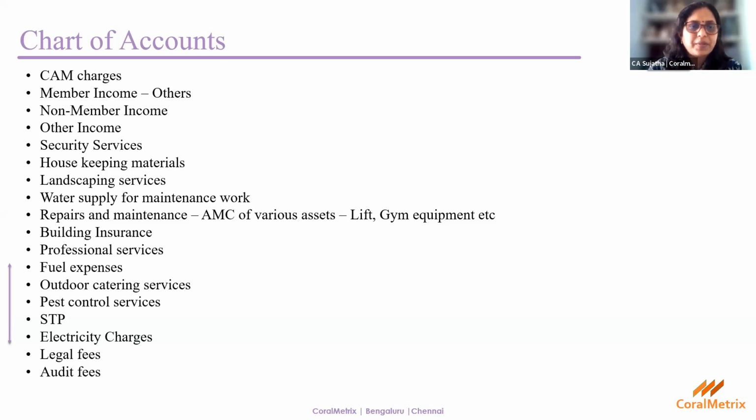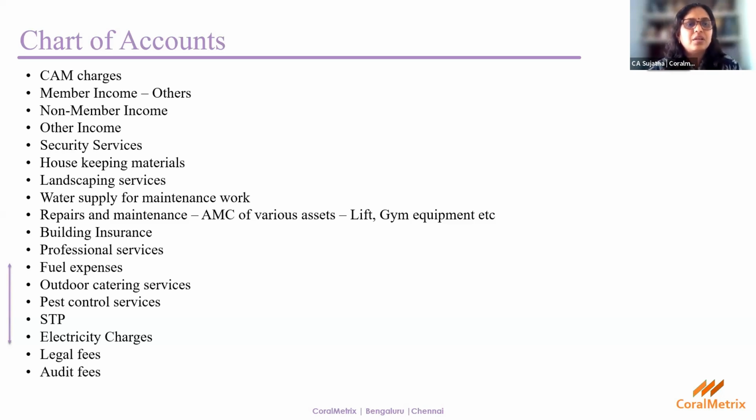So when it comes to expenses, we can clearly bifurcate into 15 to 20 heads. Whatever the small expenditure, it can be classified under a broader head, so that the comparatives become easier. One such example is security services, which you call a facility management service.